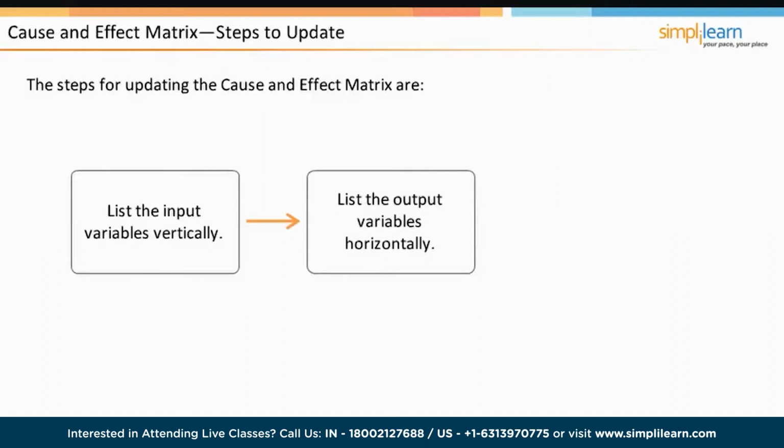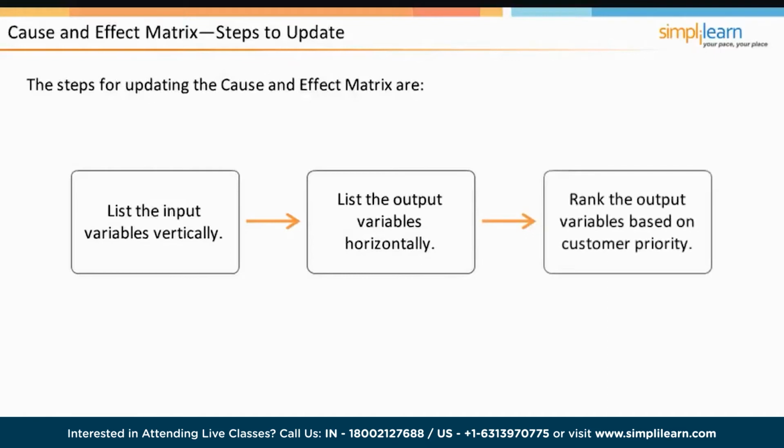These output variables are important from the customer's perspective. One can refer to either the QFD or the CTQ tree to know the key output variables. Rank the output variables based on customer priority. These numbers can also be taken from the QFD.